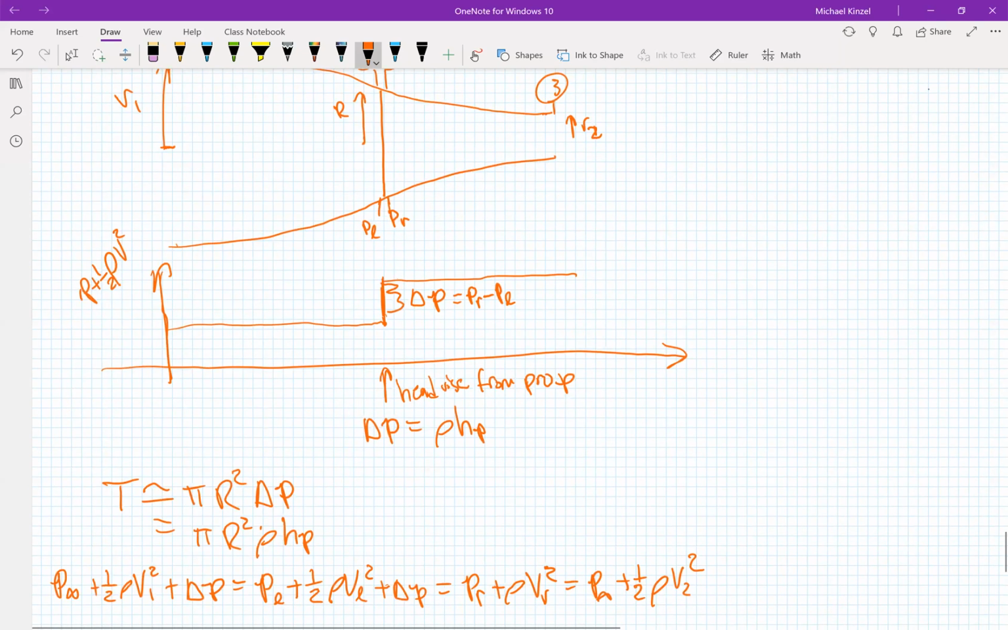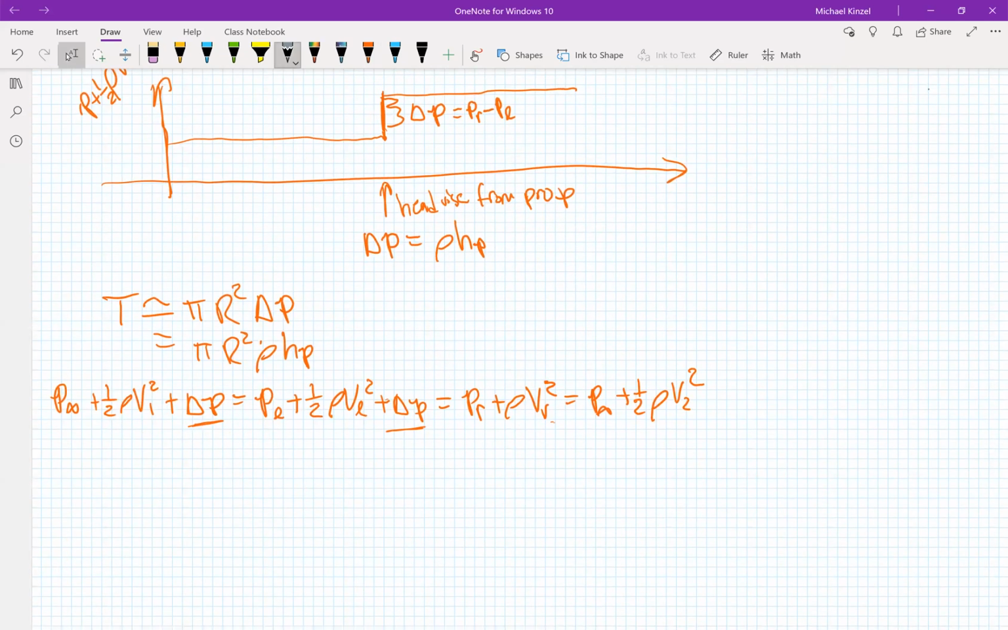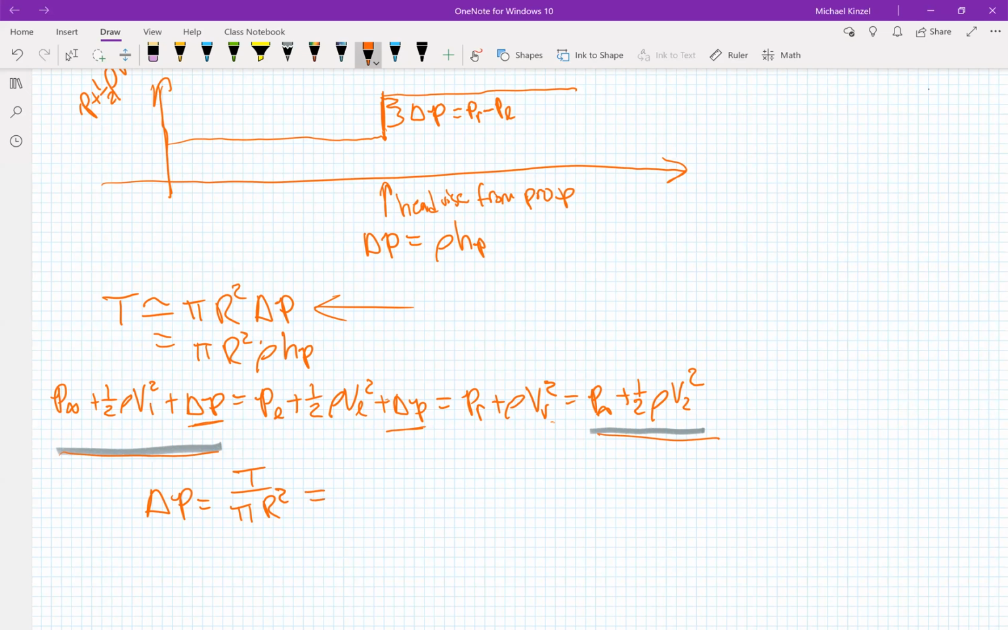Anytime you're to the left side of this, you add this delta P. When you're to the right, that head rise is already added to the system, so it's not really needed. So what we could do is invert these equations, because we have all the knowns, to obtain delta P. From this equation, we know delta P is about equal to thrust on pi r squared. And from this equation, delta P equals 1/2 rho times V2 squared minus V1 squared.